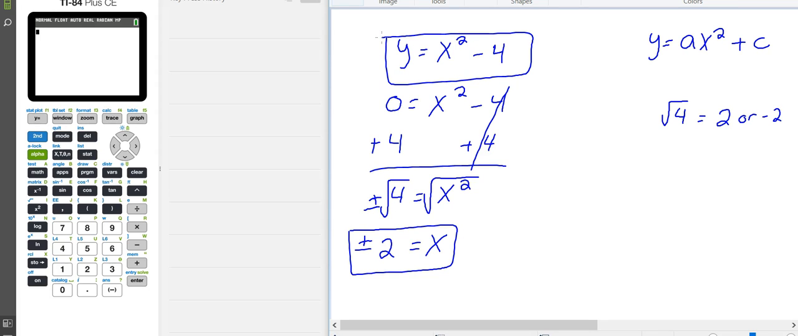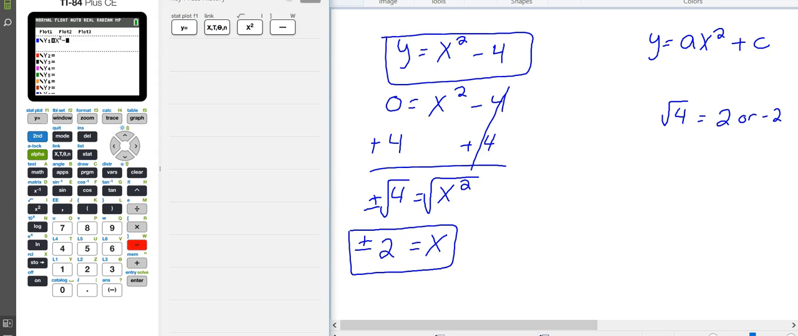Let's see if we got it right. Let's graph the equation on the calculator. y is equal to x squared minus 4. And zoom 6 for zoom standard. And you can see very easily from this graph that the parabola crosses the x-axis at x is equal to 2 and at x is equal to negative 2, which is what we found when we solved it.